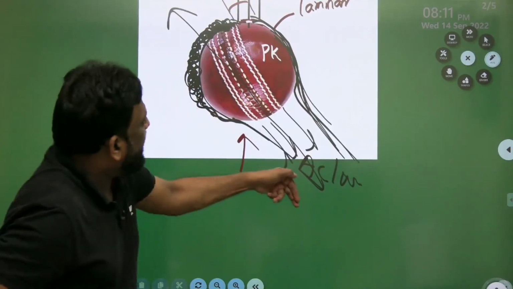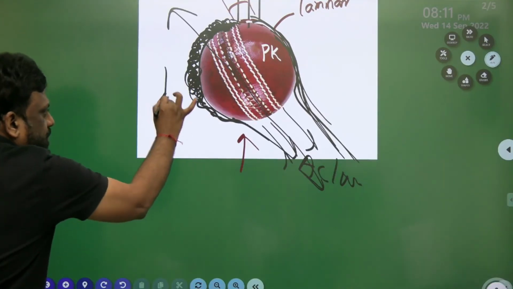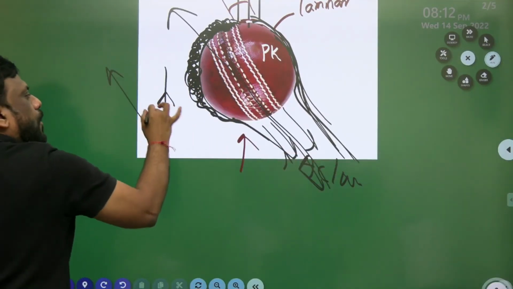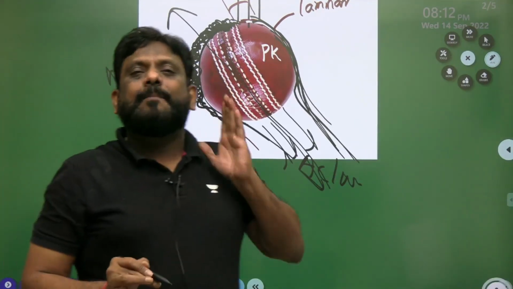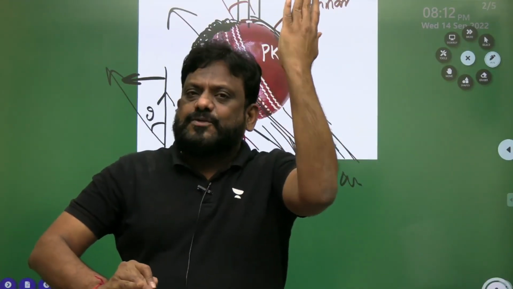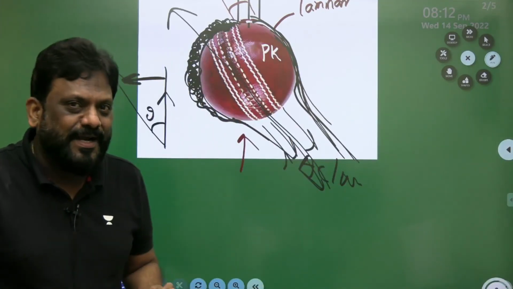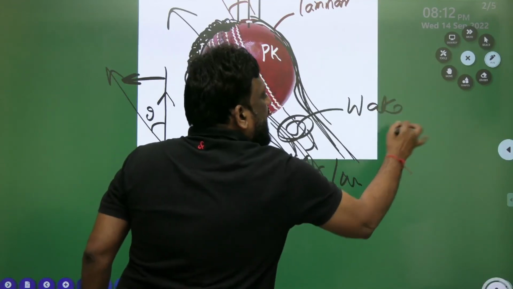Now if this is the action, this will be the reaction. That means when I bowl a ball like this, this is the action and this is the reaction. Oh my god, the ball has a lateral movement, and for a right hand batsman, we call it an outswinger, because it is leaving the batsman. And this region we call the wake region.